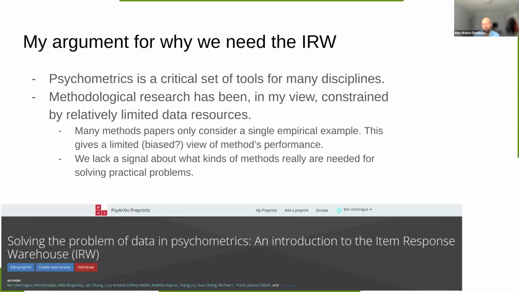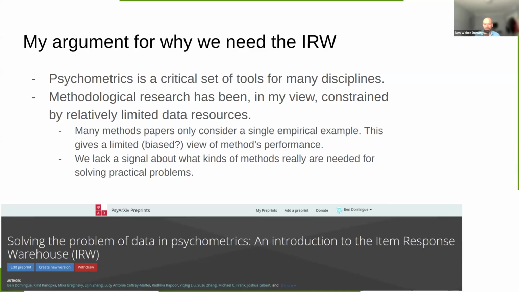So why do I think we need the item response warehouse? The full version of this argument is fleshed out in the paper that I'm showing at the bottom, but the sketch version is as follows. I think psychometrics is an absolutely critical set of tools for many disciplines, and even for business and medicine and education, right? Not just in the academy, but also in applied settings. And methodological research in this space has been, I think, somewhat constrained by the fact that there are relatively limited data resources. So if you think about the canonical psychometrics paper developing a new method, there'll be a lot of math, right, showing how the statistical model works, maybe some simulations, and then finally application to one single empirical example.